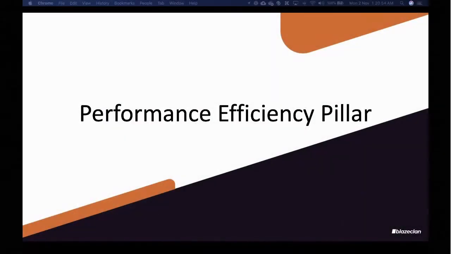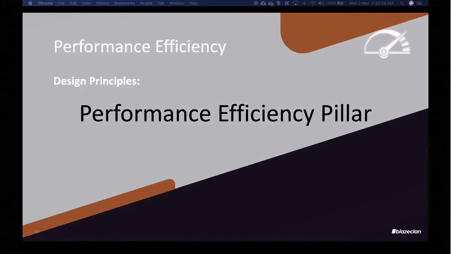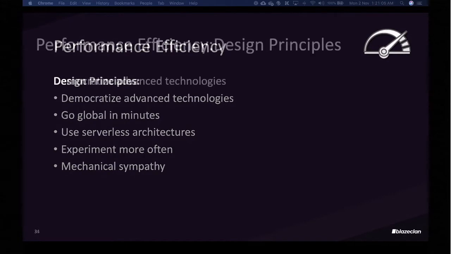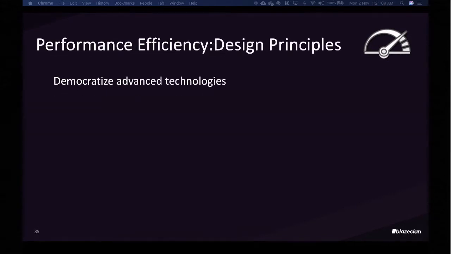Hello and welcome. Now we're going to be talking about the performance efficiency pillar. So let's quickly look into what the design principles for this particular pillar are. Let's have a quick run through of each one of them.